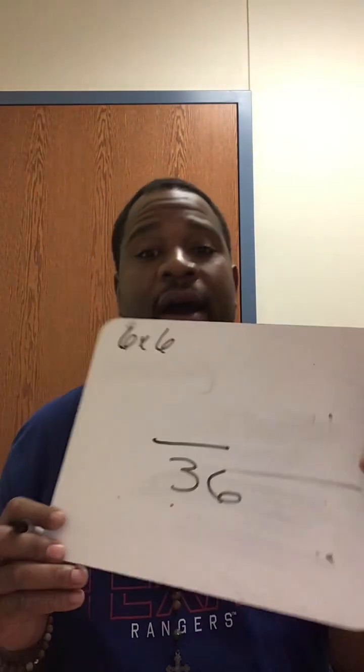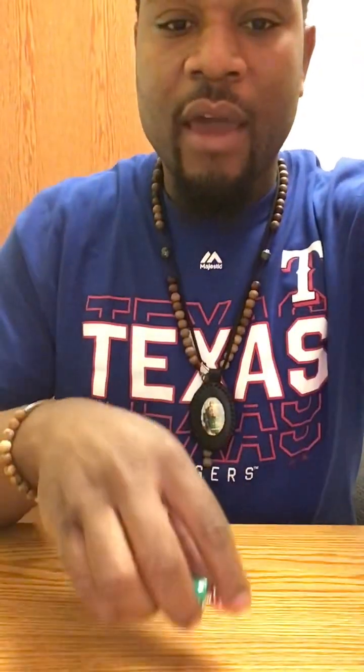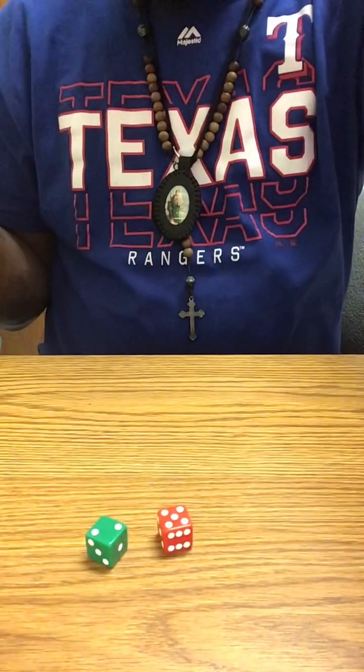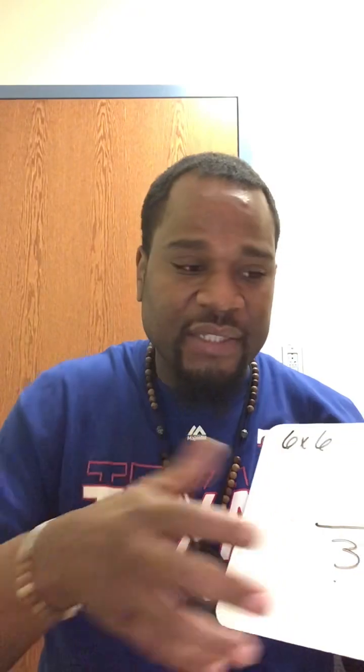So I'm going to show y'all how we can do rolling the dice. I'm going to go and explain. If I roll the dice, let's say it landed on a lucky 7. So you have to look on the chart: how many different ways can I get 7 out of 36 on the dice? Let me explain it to you.